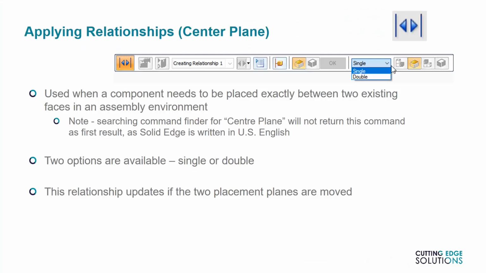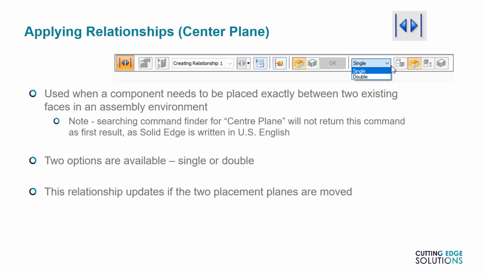Center plane is a relationship that can match one or two faces in the placed part to the midplane between two faces in the assembly. It's an associative relationship, so when you move the assembly components that were already there, the center plane related component will move with them. If you use the single option, only one face in the part being placed should be selected, and two in the assembly.